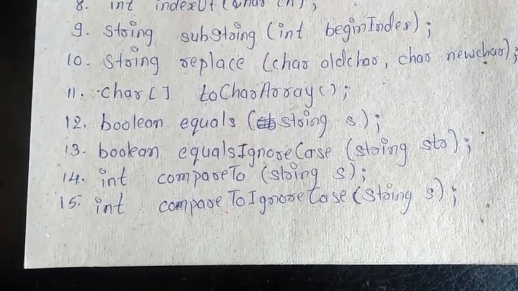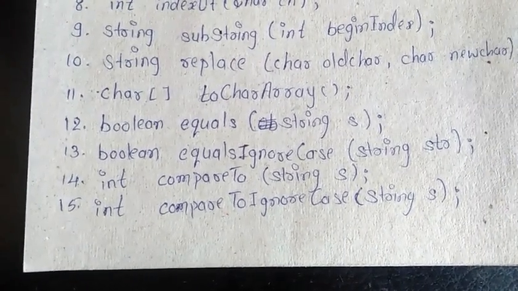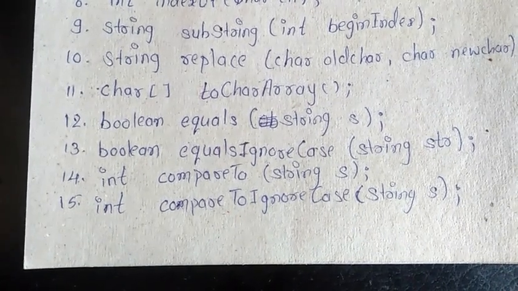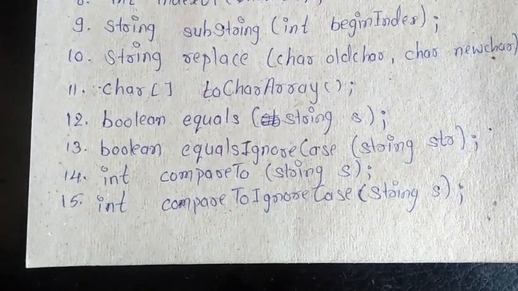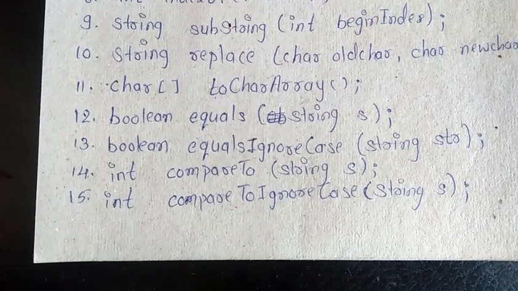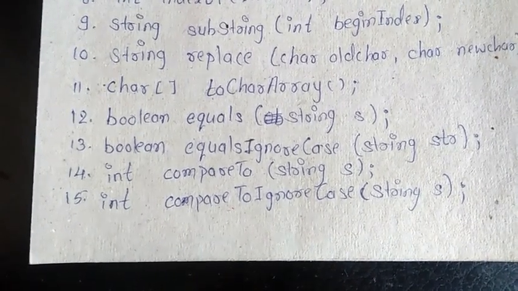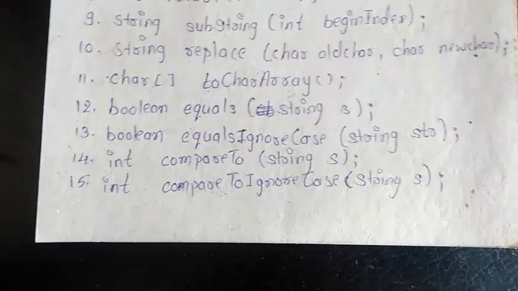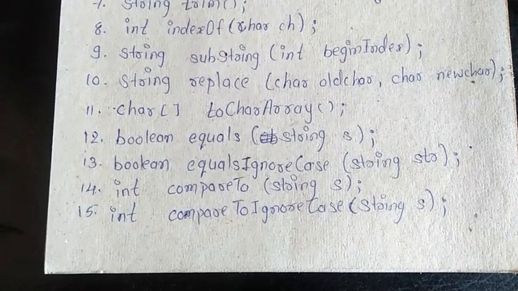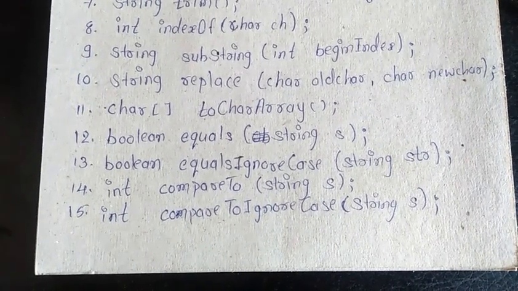Next method is equals. This method compares two strings and returns a boolean value. It returns true if the strings are equal and it returns false if the strings are not equal. We can use this method with the if block.